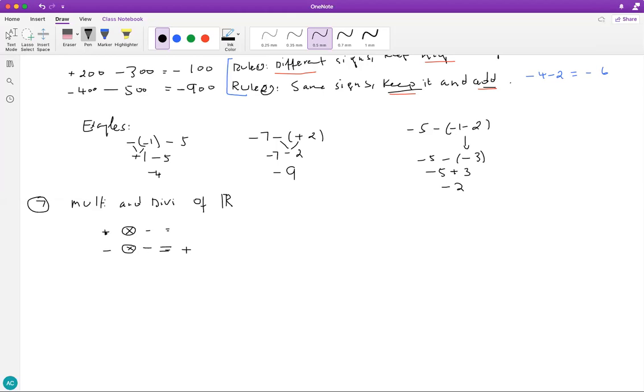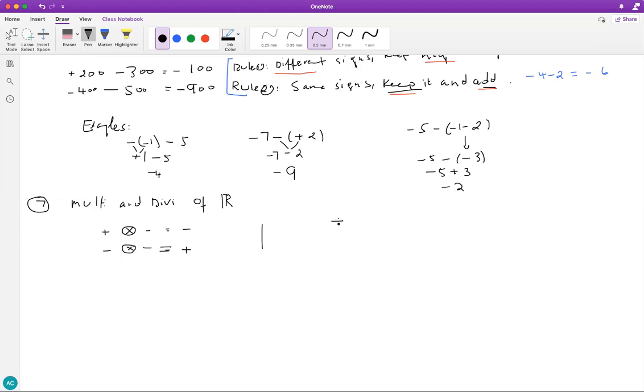What if you multiply different signs? If you multiply a positive and a negative, it's always going to be a negative. Exactly. The same rules apply to division.